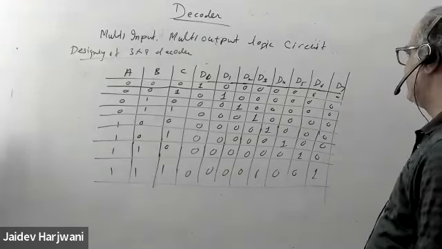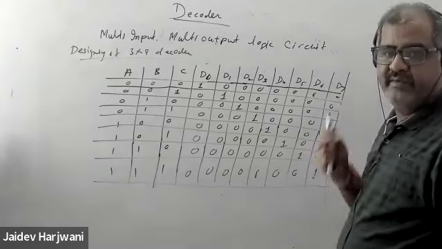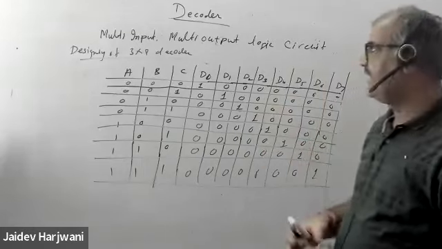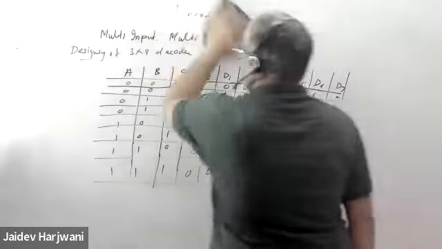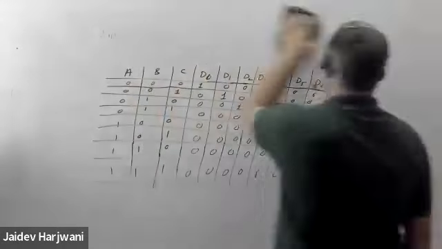Like in the case of the encoder, where we had OR gates, here we will be having AND gates. So let me design.